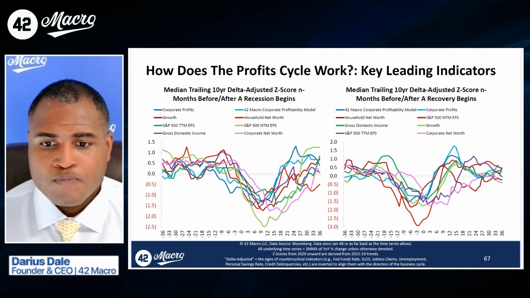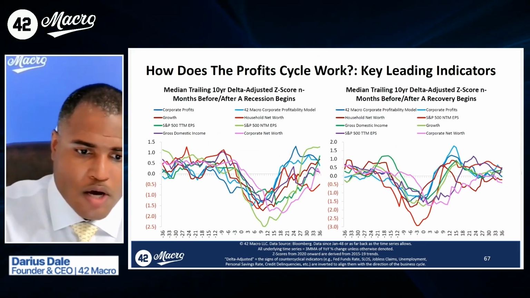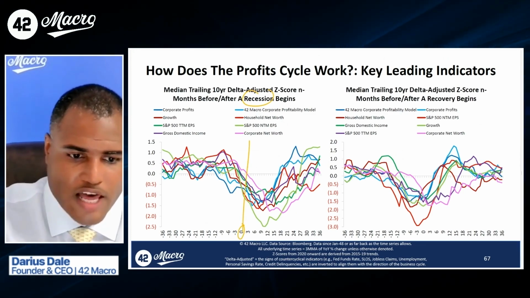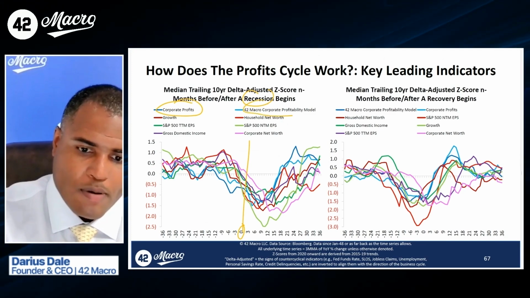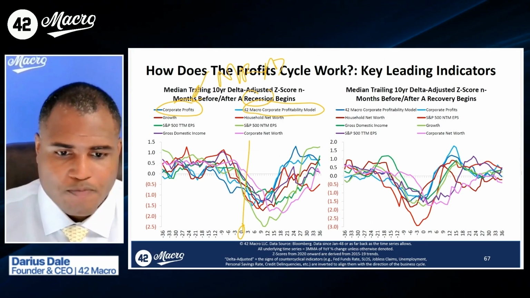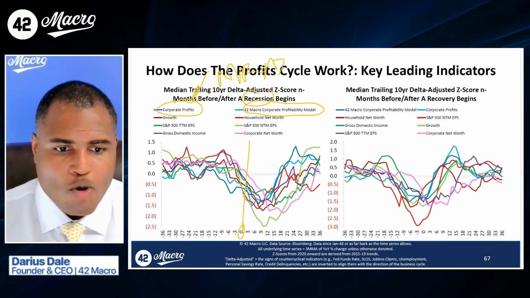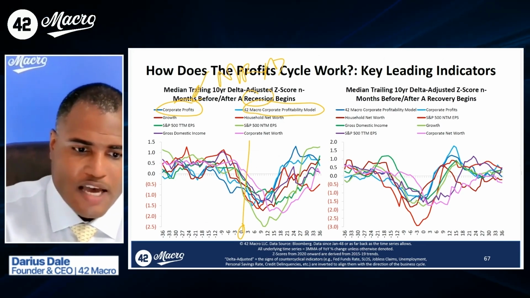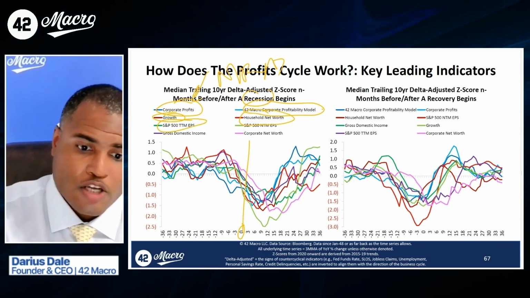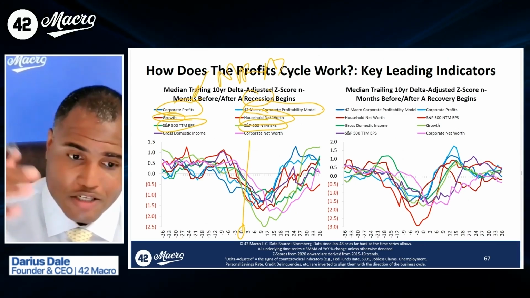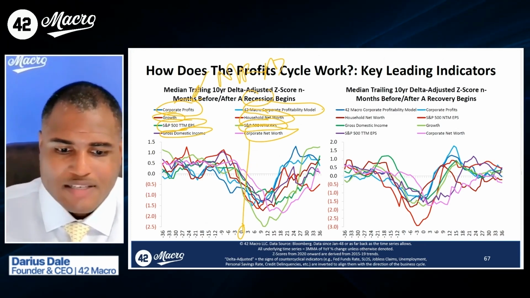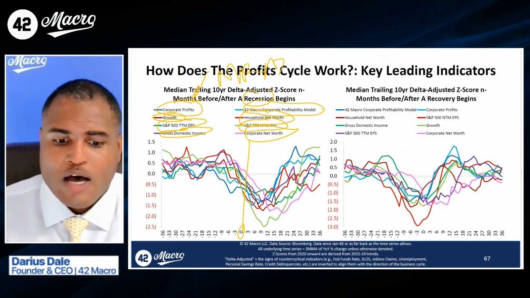How does the profit cycle work in terms of the key leading indicators of the profit cycle? Heading into a business cycle downturn, with zero being the starting line, corporate profits break down. And what we mean by corporate profits, these are NIPA corporate profits on a year-over-year basis. Whenever we say corporate profits, that's what we're talking about. Then our corporate profitability model breaks down, then economic growth breaks down, GDP growth, then household net worth breaks down, then S&P 500 earnings break down, then S&P 500 earnings expectations break down, then gross domestic income breaks down, then corporate net worth breaks down. So that's how the business cycle works within the context of the profit cycle in a business cycle downturn.